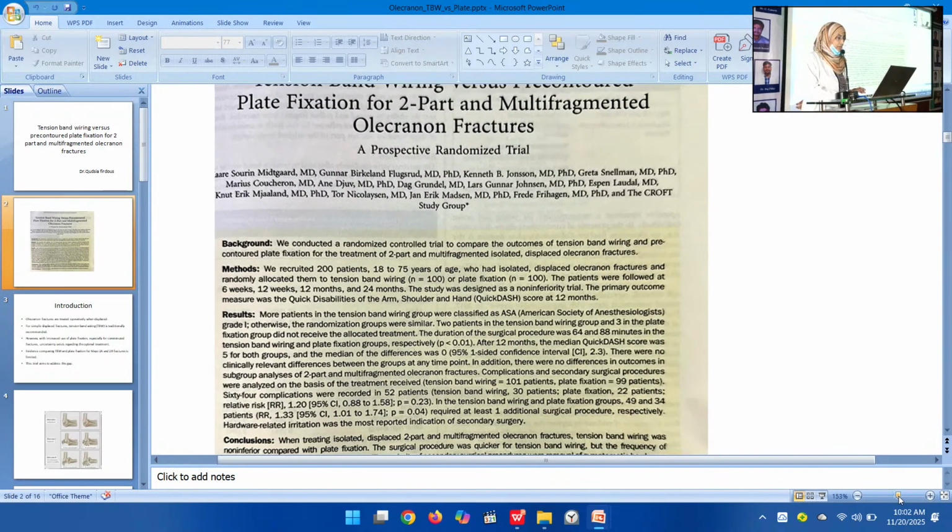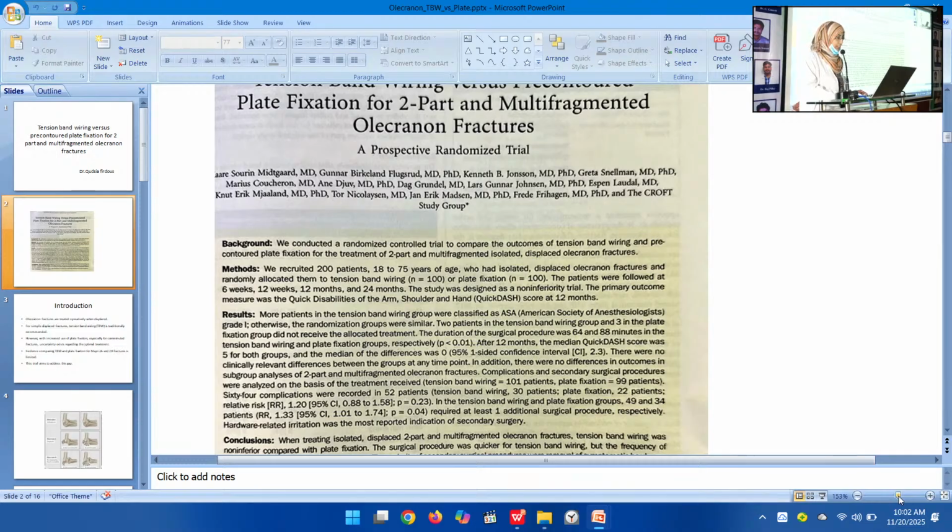It is a randomized controlled trial to compare the outcomes of tension band wiring and pre-contoured plate fixation for treatment of two-part and multifragmentary isolated displaced olecranon fractures. They considered only Mayo classification 2A and 2B, sir. In this study, 200 patients aged 18 to 75 years with isolated displaced olecranon fractures were randomly allocated into a tension band wiring group and a plate fixation group, 100 in each. The patients were followed at 6 weeks, 12 weeks, 12 months and 24 months.